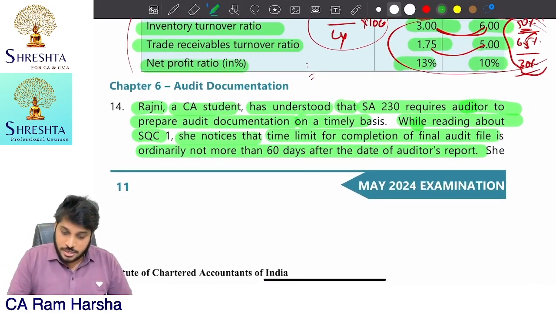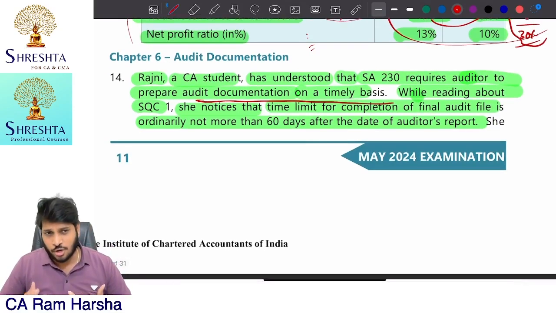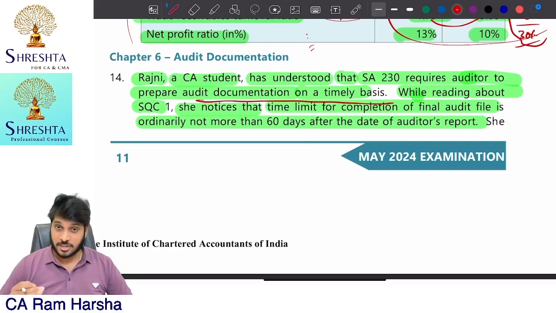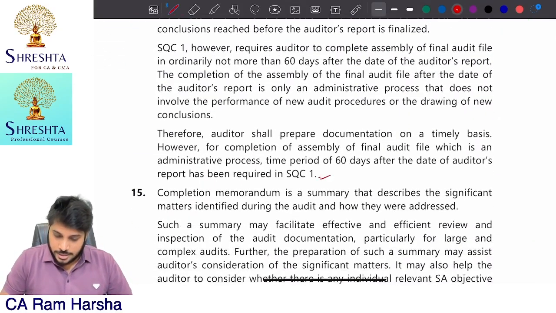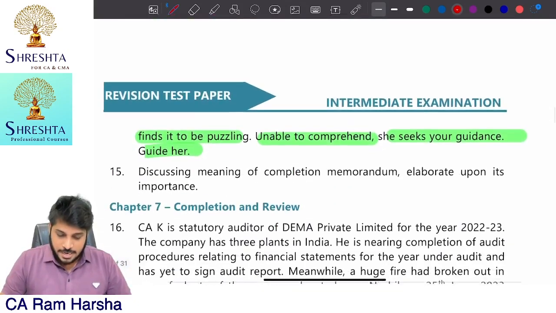Understood that SA 230 requires you to prepare documentation. Yes, you have to do documentation on a timely basis as and when the work gets completed, because documentation prepared after the work gets completed is less effective than the documentation prepared at the time when the work is going on. Moreover, once on completion of audit, the final audit file shall be assembled within 60 days from the date of audit report. So just to mention that. Therefore, auditor shall prepare documentation on timely basis. However, for completion of final audit file, 60 days after the date of audit report. That's it. Next.